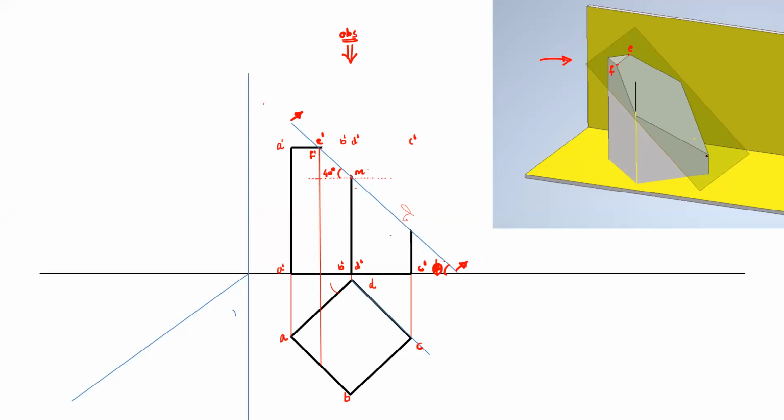Here the vertical edge is cut by the section plane, so we will get 1 point. Take this point as G. Then here we will get 2 more points, H and I. Because of the section, we will get 5 points: E, F, G, H, and I.